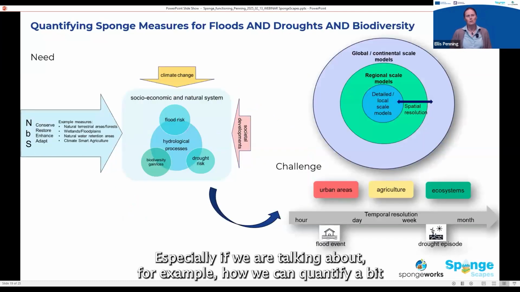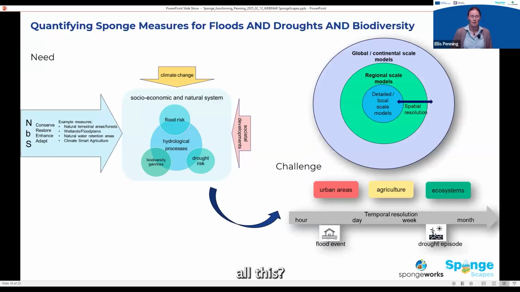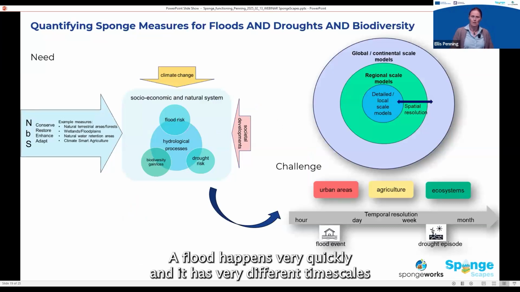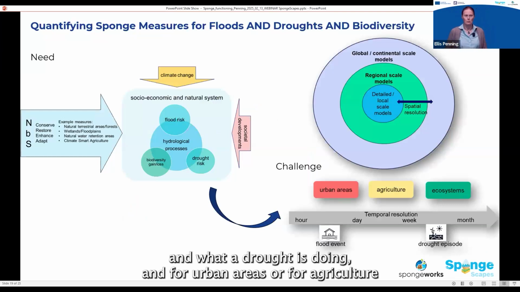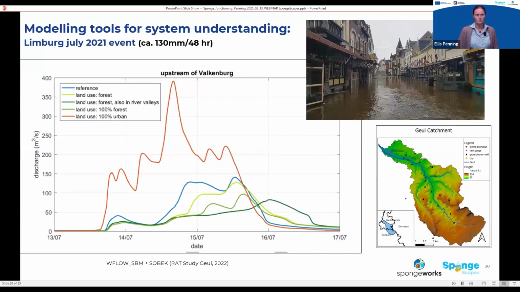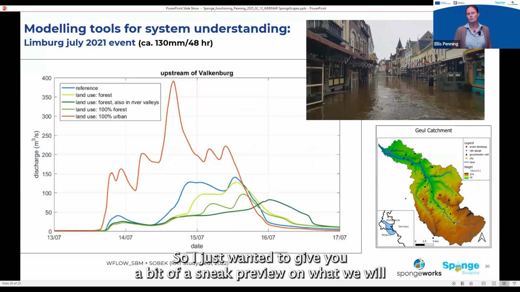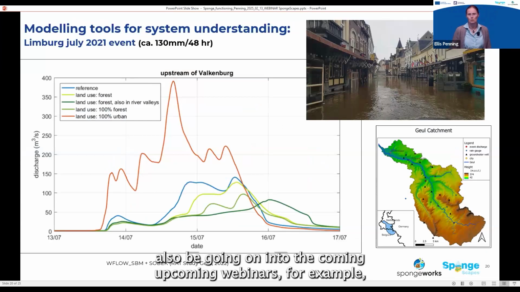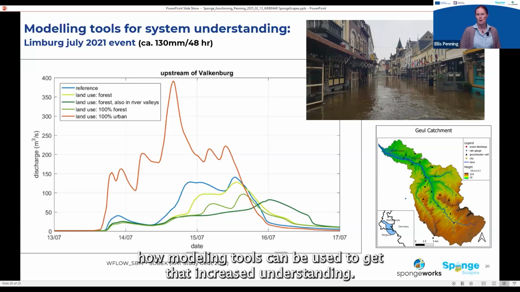Because especially if I want to quantify a bit on this, a flood happens very quickly and it has very different timescales than what a drought is doing. And for urban areas or for agriculture or for natural values, this all works very differently. So I just wanted to give you a sneak preview of what we will go into in the upcoming webinars, for example, how modeling tools can be used to get that increased understanding.